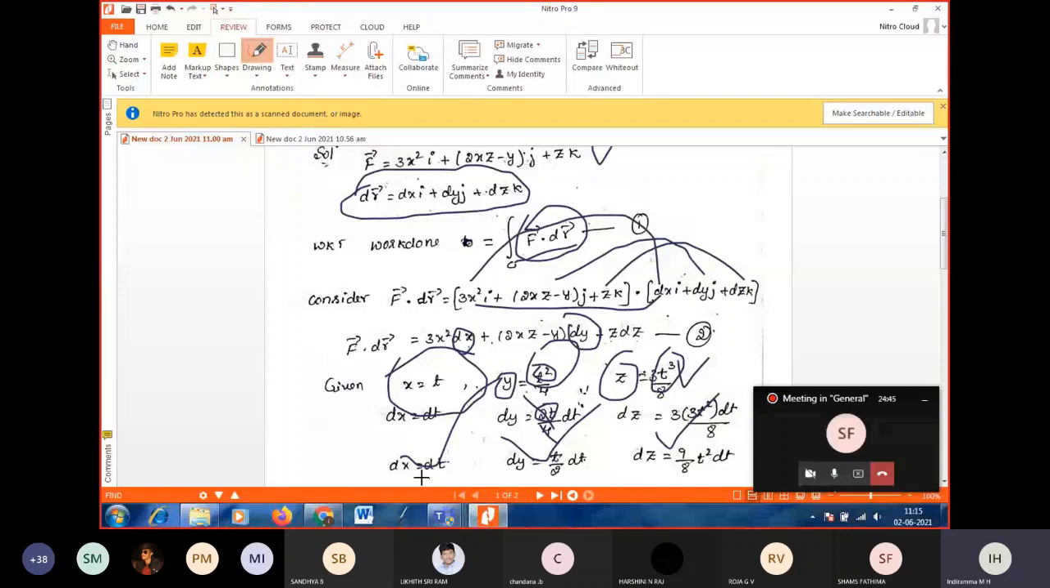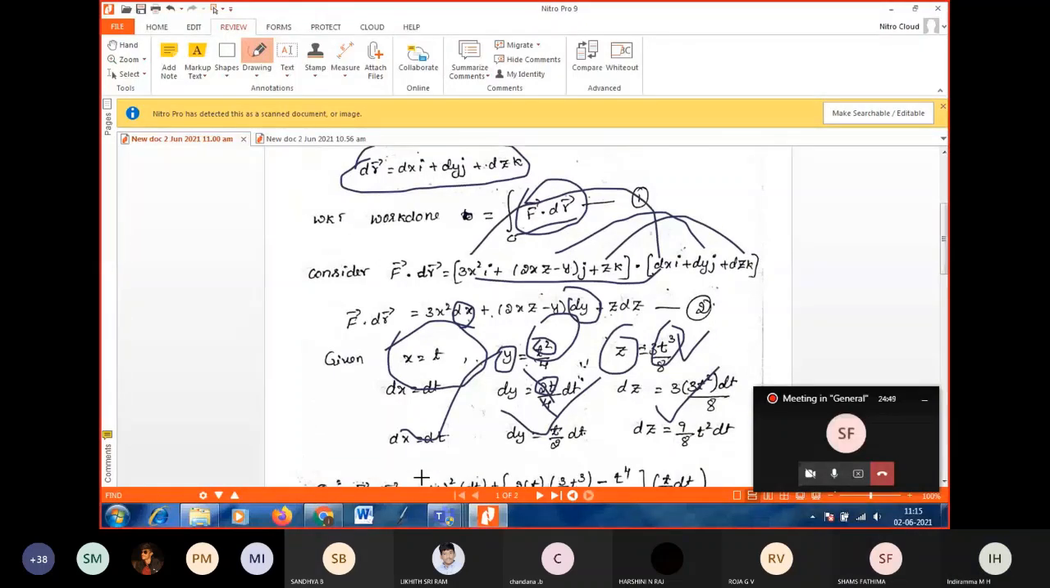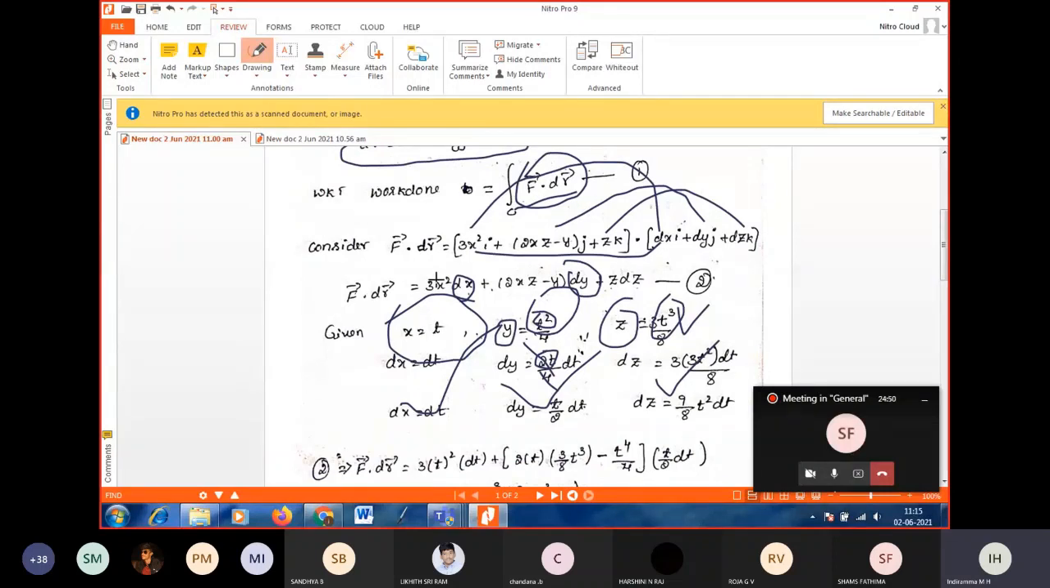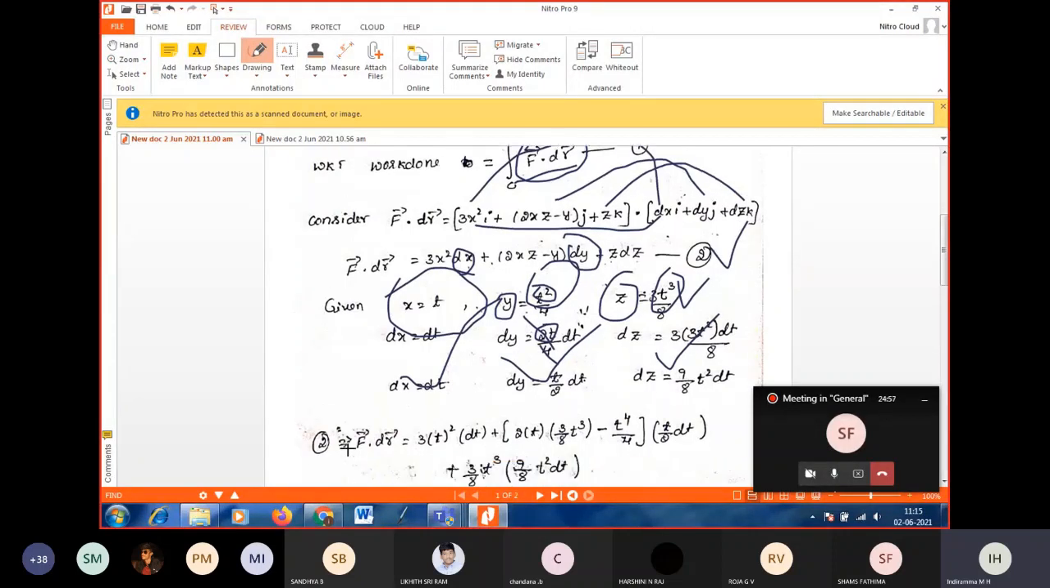Did you clear? Yes, ma'am. Now substitute the values for x, y, z as well as dx, dy, dz in equation 2. So F dot dr is equal to 3, write 3 as it is. x square, what is x?